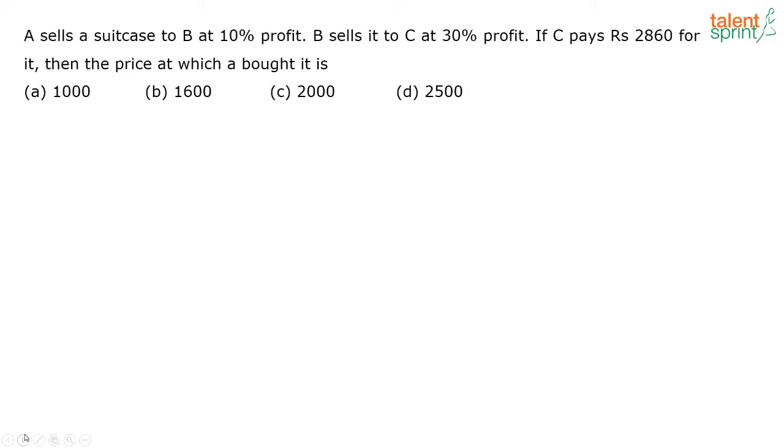Yes. Next one. A sells a suitcase to B at a profit of 10%. B sells it to C at 30% profit. If C pays rupees 2860 for it, then the price at which A bought it is dash.